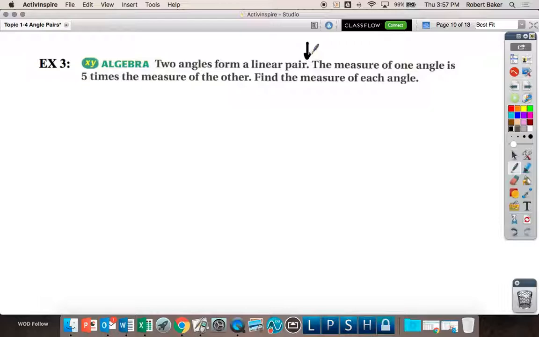What should you do right now? Draw. Draw a line. That is part 1 of drawing a linear pair. How do you make it a pair of angles? Now, it's a linear pair. It's a pair of angles that make a line.